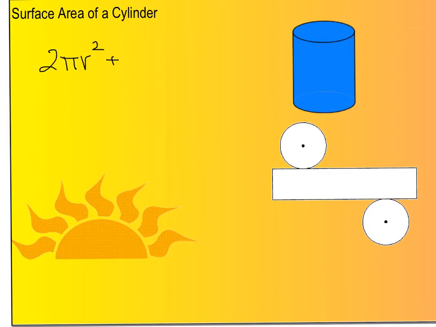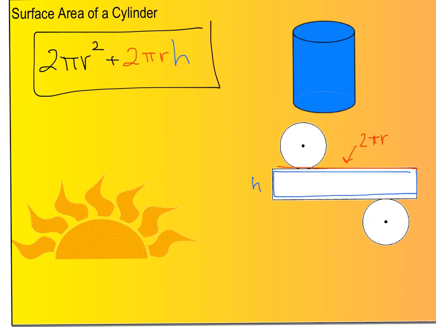Well, if it's unraveled, as shown in this picture, I notice that we have the height of our cylinder, and this portion that runs along the top edge would be my circumference. So I can think of that as 2 pi r. So I'm going to add in the dimensions of that rectangle. To find the area of that rectangle, I'm going to multiply 2 pi r times h. So the surface area of a cylinder, we would take 2 pi r squared plus 2 pi r h.